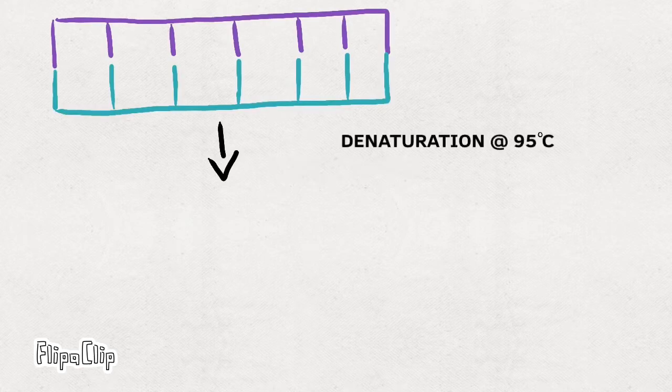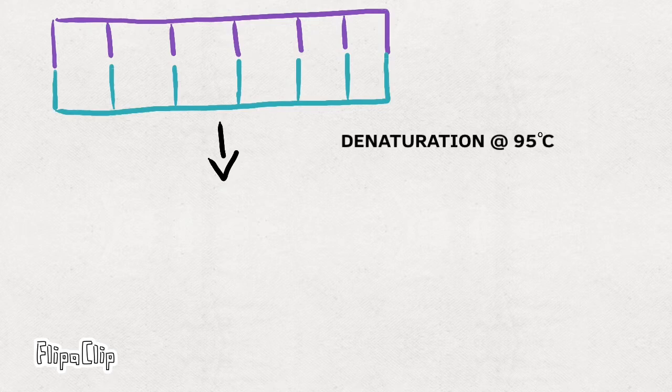It's also really hard to identify just one fragment of DNA, so we want a lot of copies, which we call amplification, in order to run a gel electrophoresis and see the size of molecules. So we're going to start off with double-stranded DNA, and we're going to heat it up to around 95 degrees Celsius to cause denaturation.